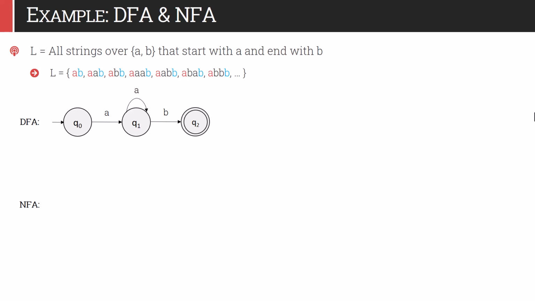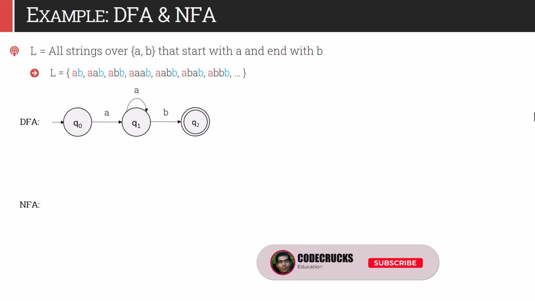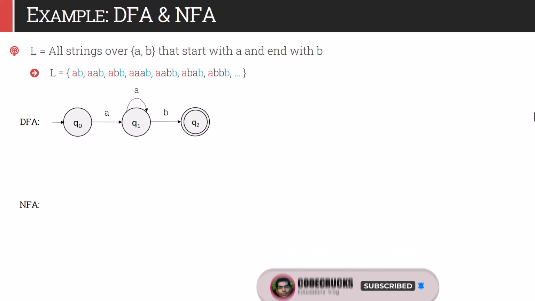And from Q1 definitely we can read A. So we can have any number of A followed by B. So the string is starting with A, followed by any number of A, and then it is ending with B. So this is a totally valid arc.